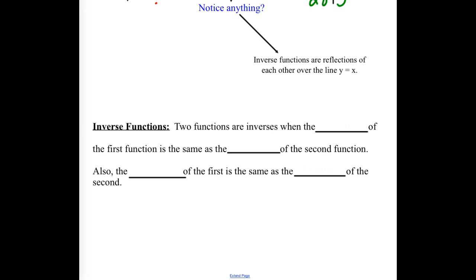So we said that our x and y's just get flipped. Inverse functions are two functions where the domain of the first function matches the range of the second function, and the range of the first function is the same as the domain of the second. That's just a formal way of saying our x and y's just flip-flop. What we had for x's for the first one would end up being our y values for the inverse function.